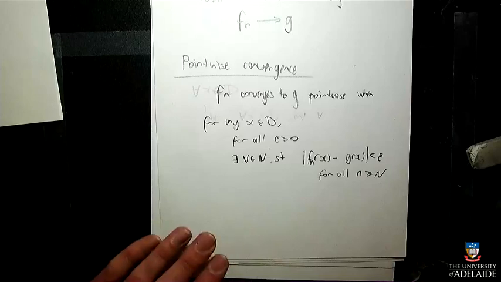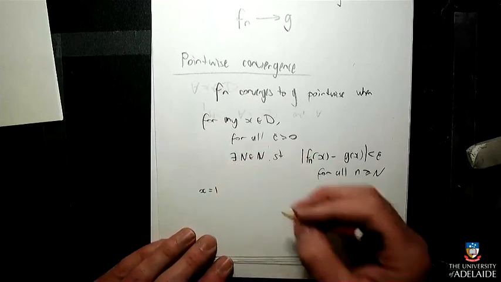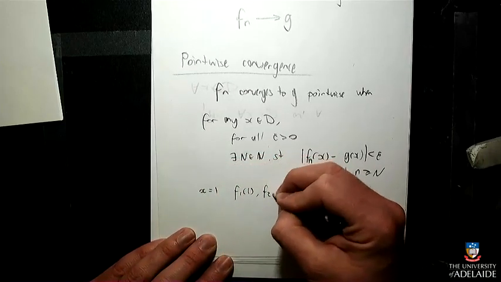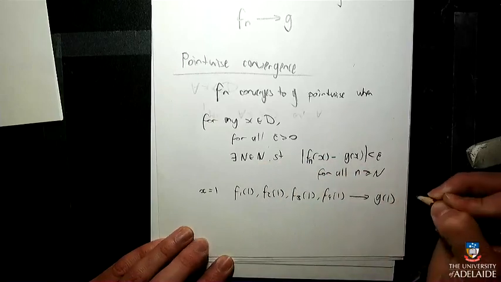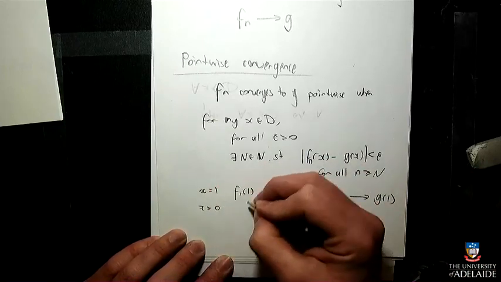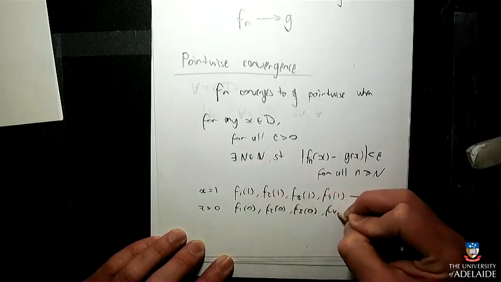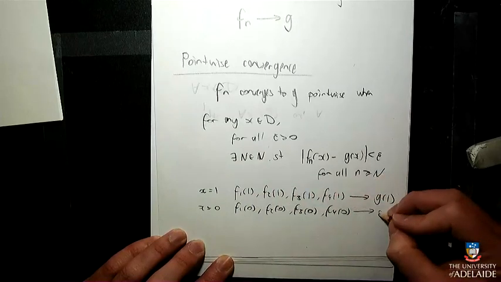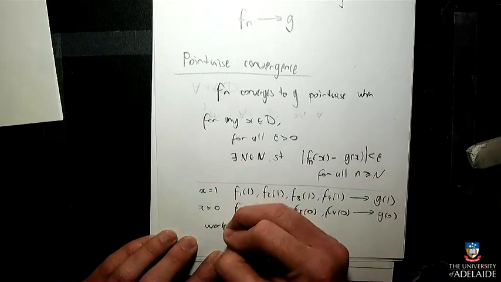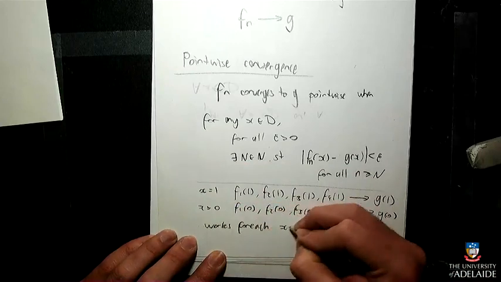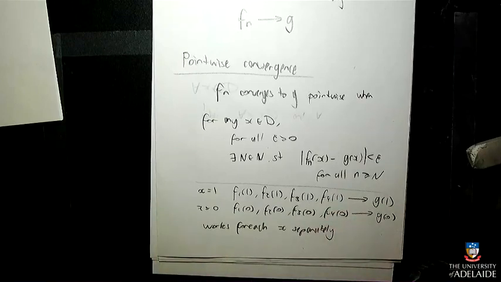Okay, so what I'm thinking is that at every possible x, maybe at x equals 1, then I think about having f1 of 1, and f2 of 1, and f3 of 1, and f4 of 1, and I want that to approach g of 1. And I might have at x equals 0, f1 of 0, and f2 of 0, and f3 of 0, and f4 of 0, etc., and I want that to approach g of 0. The difference between pointwise and uniform is that you pick the epsilon first for uniform, I reckon. I think the N and the epsilon have to both work for everything.